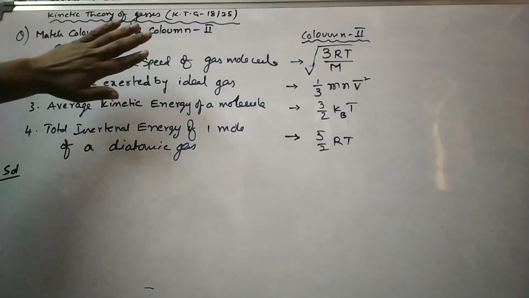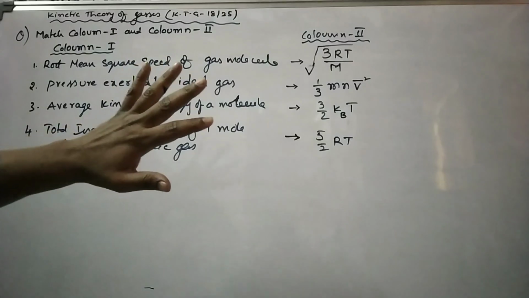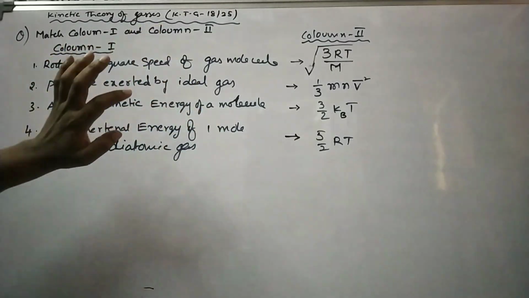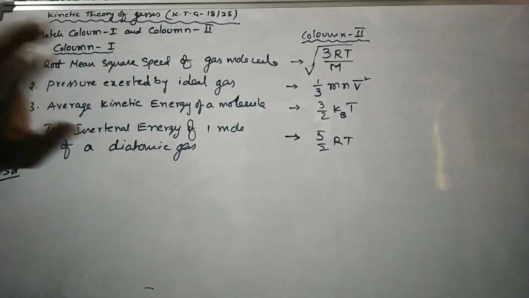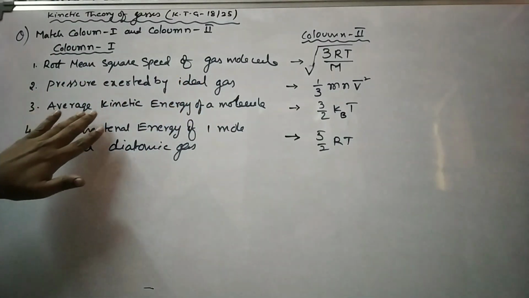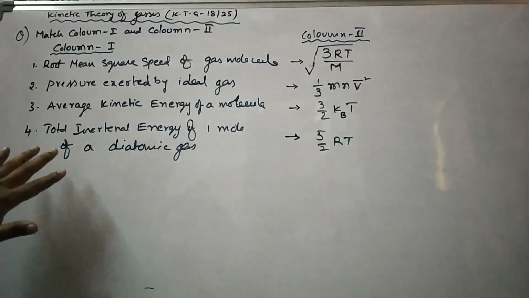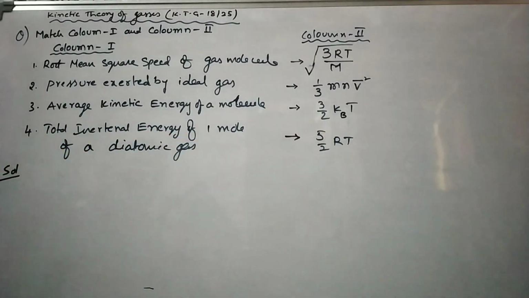In kinetic theory of gases, the 18th question has two columns given, and we have to match them. What is the first given? Root mean square speed of a gas molecule, pressure exerted by ideal gas, average kinetic energy of a molecule, total internal energy of 1 mole of a diatomic gas. This may be done based on previous knowledge.